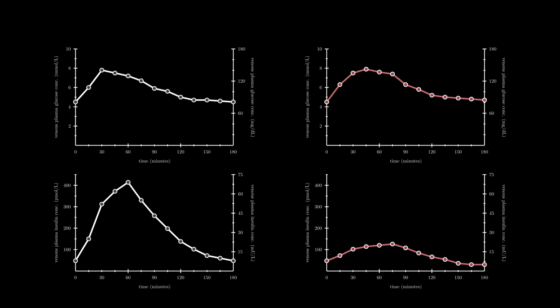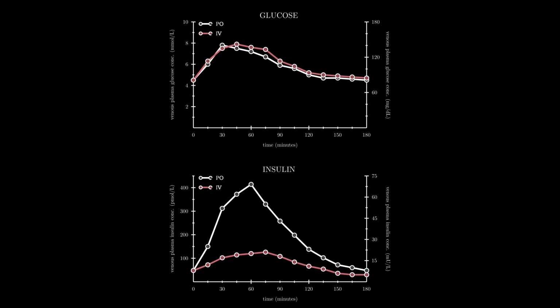Now things get interesting. Here, PO stands for per os, meaning by mouth, and IV stands for intravenous. The glucose curves are nearly identical, but the insulin curves are not. Insulin secretion is noticeably lower during the intravenous experiment, even though the glucose exposure over time is the same. In other words, the area between the two curves is non-zero, with a greater insulin response seen after oral glucose.